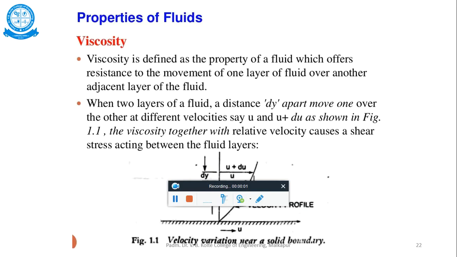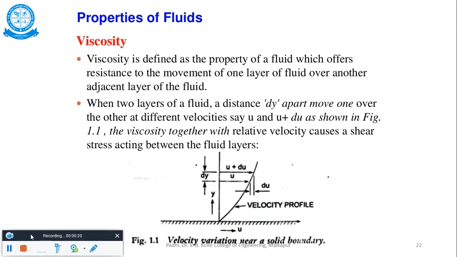Up till now, we have seen the different properties of the fluid. Continuing, our next property is viscosity of the fluid. So, what is meant by viscosity? Viscosity is defined as the property of a fluid which offers resistance to the movement of one layer of the fluid over another adjacent layer of the fluid.